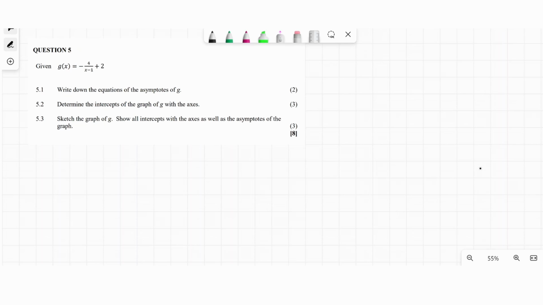So now what we're going to do, we're going to do functions, which is question 5, 6, and 7.